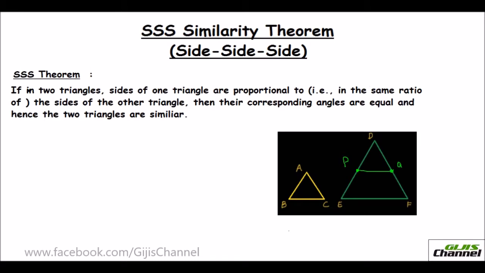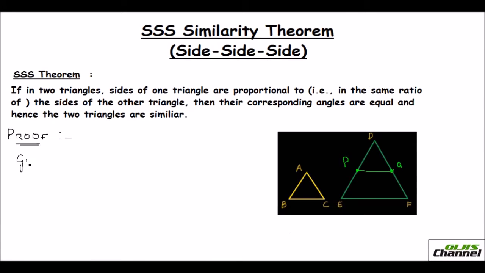Now coming to the SSS theorem, it says if in two triangles, sides of one triangle are proportional to the sides of the other triangle, that is, if they are in the same ratio, then their corresponding angles are equal and hence the two triangles are similar. So this is what the theorem says and we are going to prove this. Okay. So first let us note down what is given and what is to be proved.